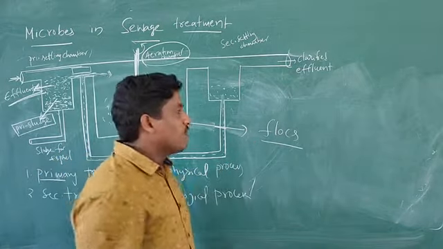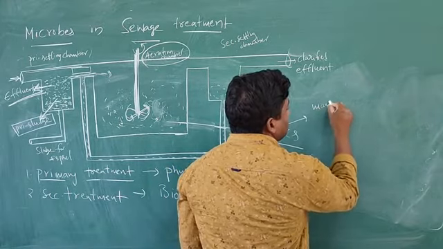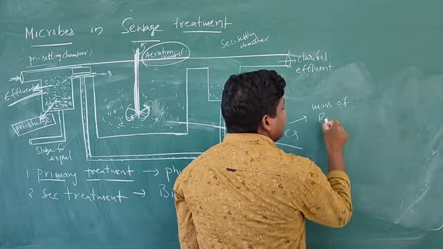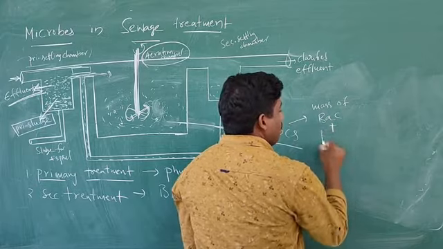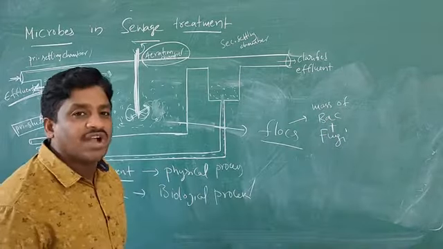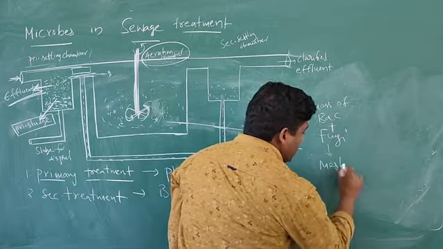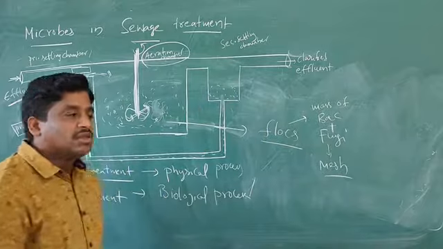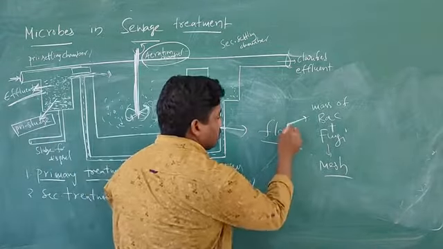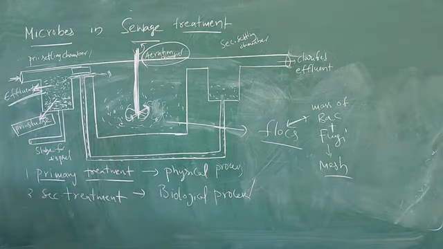What is meant by flocs? Flocs means a mass of bacteria and also fungal-like organisms forming a mesh-like structure. This is what you call flocs.